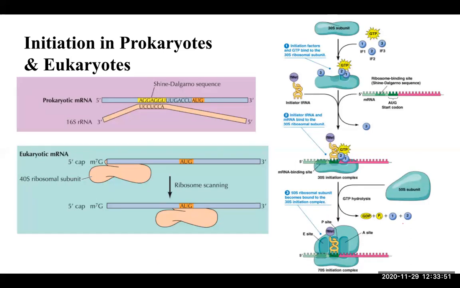Now we're talking about initiation in prokaryotes and eukaryotes. A prokaryotic mRNA goes from 5' to 3', and it contains that specific Shine-Dalgarno sequence. Eukaryotic mRNA contains a 5' cap, and this is where ribosome scanning occurs from the cap to the AUG. This diagram on the right is very important when it talks about the 30S subunits, the initiation factors, and how GTP binds to the 30S ribosomal subunits.